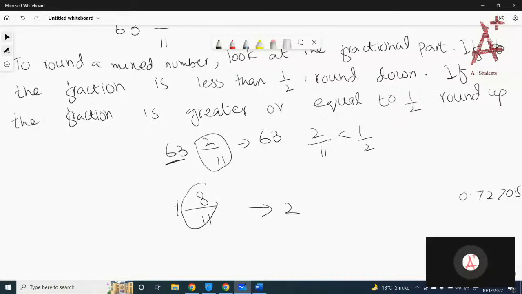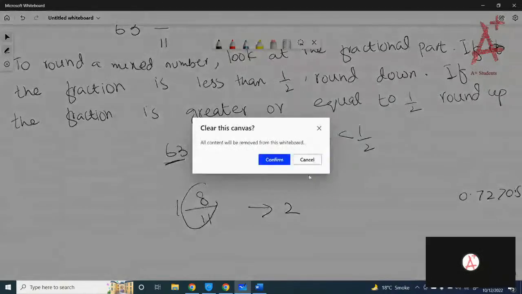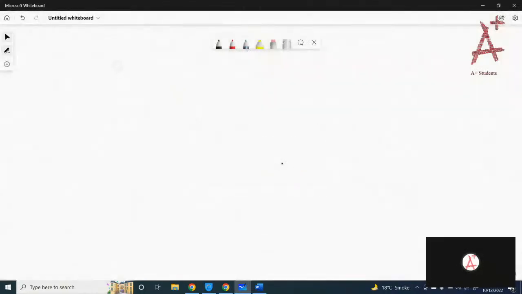On the top right corner, we have a test button. Let's just start with the test. Okay, the first question on the test is 4 whole 2 by 3. What is 4 whole 2 by 3 rounded to the nearest whole number? So you have to round off 4 whole 2 by 3 to the nearest whole number.